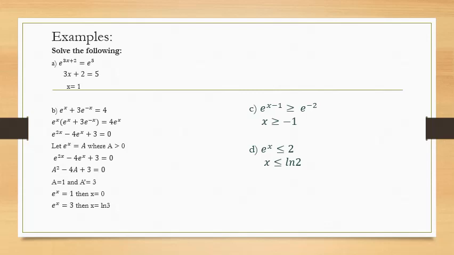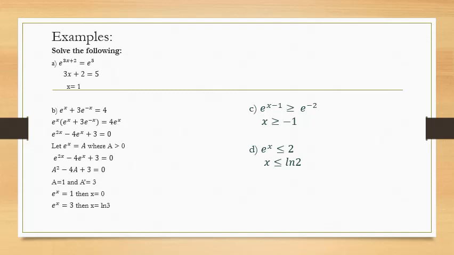Examples. Solve the following. Part A. E to the power 3x plus 2 equals e to the power 5. Since we have e on both sides, we have to take equal powers. 3x plus 2 equals 5. Solve the equation, then x equals 1.